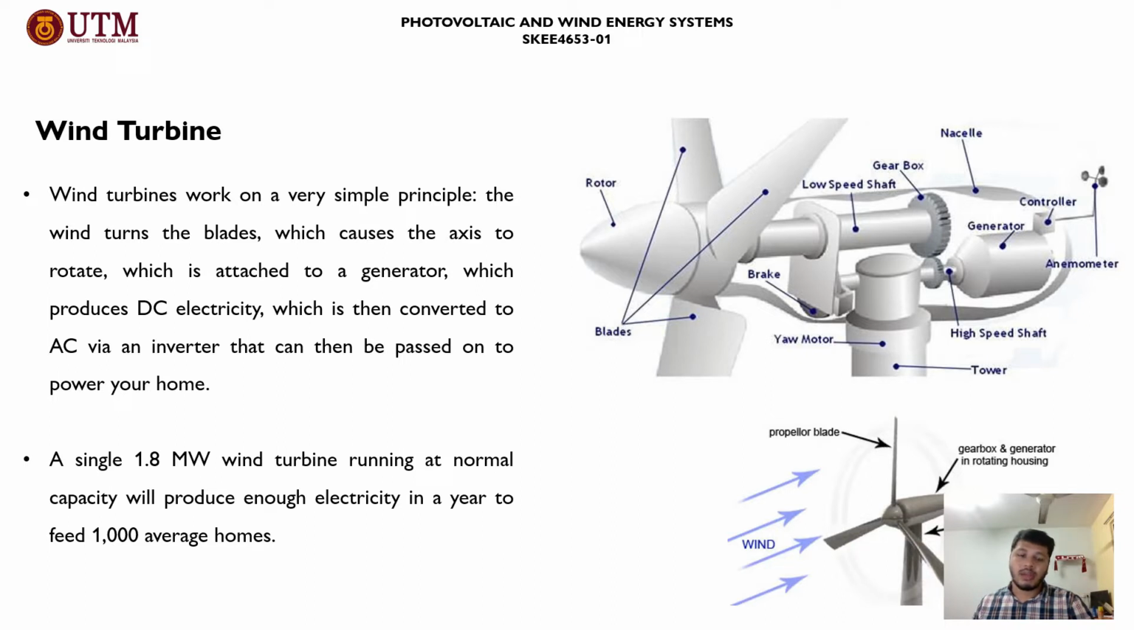Inside there are a lot of mechanisms, like there is a brake to control the speed, because the speed of the wind actually determines the power generation. Too much speed is also not good for power generation. We need to keep the speed at an optimum level. And according to wind turbine estimates, if we install 1.8 megawatt, it is enough to produce electricity in a year to feed 1000 average houses.